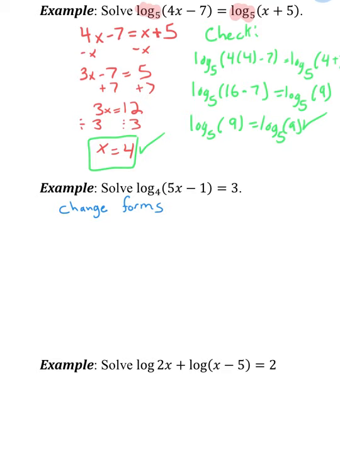And what that means is the base of the logarithm becomes the base of the exponent. Logarithms solve for exponents, so the exponent was 3. And we'd be left with 5x minus 1 on the other side of the equation. Now the change of forms has been something we've been doing since the beginning of the module when I first introduced logarithms to you.